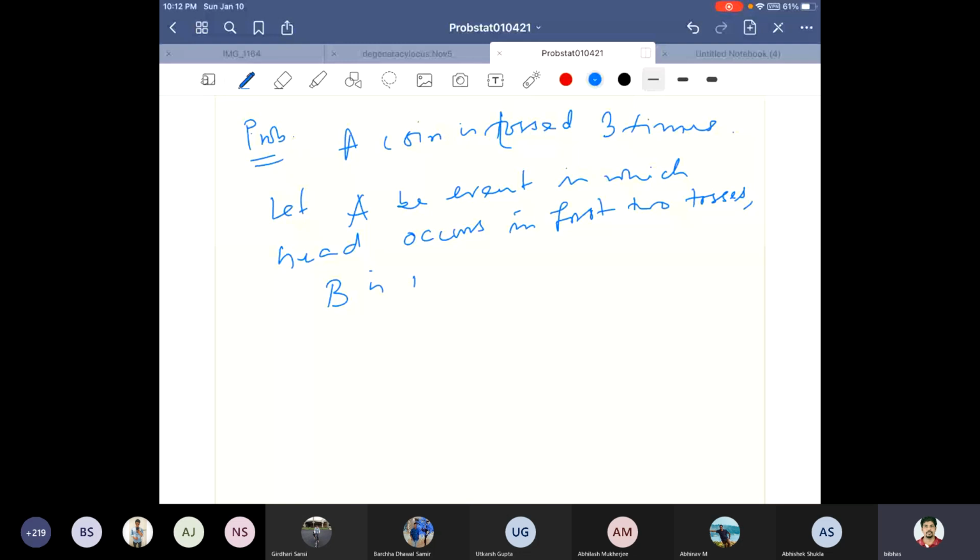And B is the event in which, let's say, a tail occurs on the third toss.